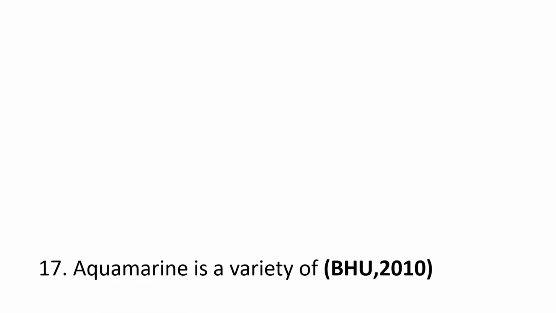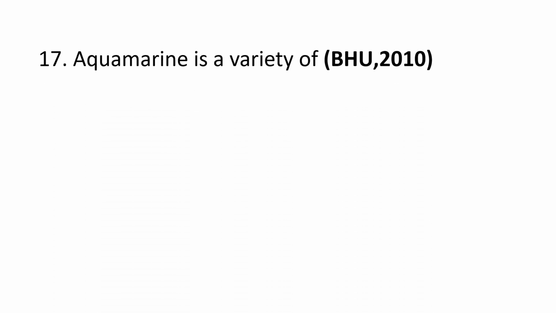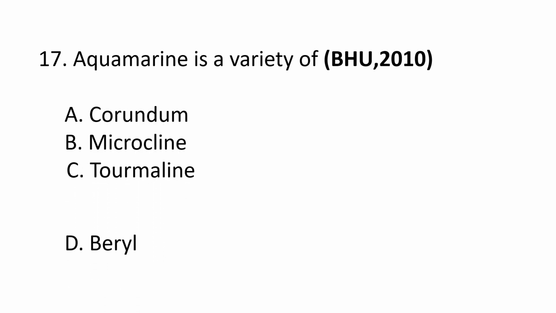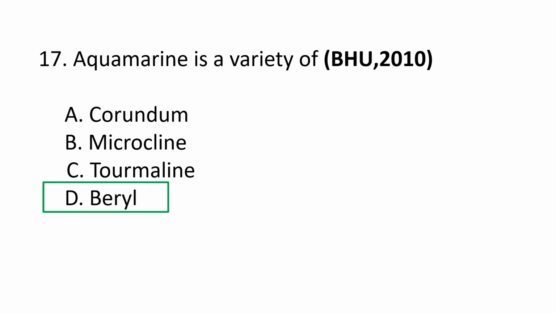So coming to the 17th question, aquamarine is a variety of. So the choices are A. corundum, B. microcline, C. tourmaline, D. beryl. So the correct answer is D. beryl. Aquamarine is the blue color variety of beryl, whereas the green color variety of beryl is known as the emerald.